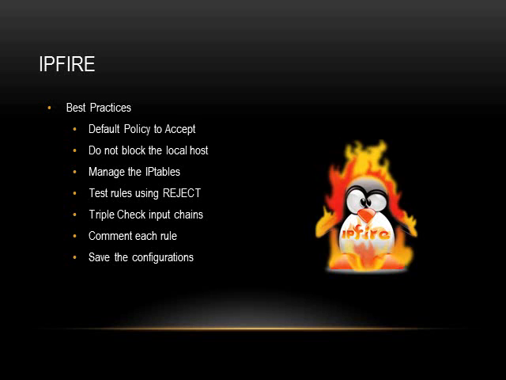The next is triple check your input chains. Being at the firewall, you can cut communications easily. So every time you input a chain, make sure you review over and over to make sure it is correct. If you do write a rule, make sure you comment on what it actually does and what it is for. So if the administrator comes in, the administrator can verify if the rule is applicable or not. And the last thing is to save those configurations in case something happens.